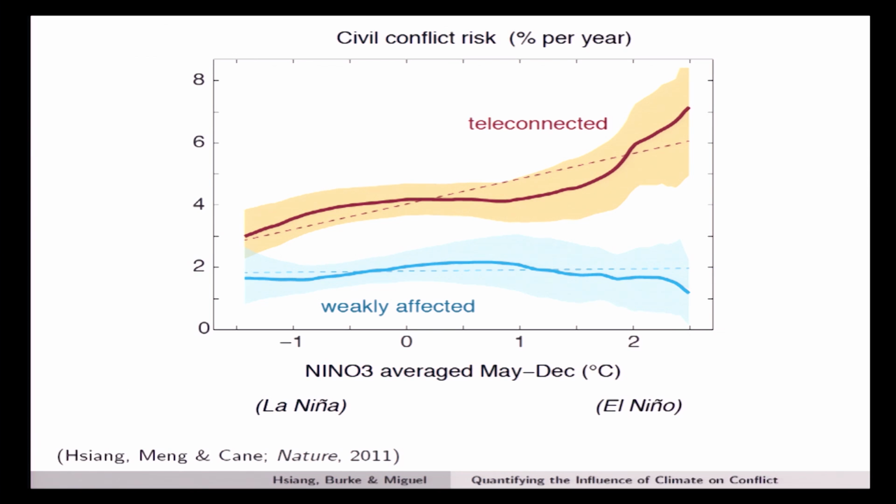And what we see is that as we shift from the cooler and wetter La Nina state on the left to the hotter and drier El Nino state on the right, the risk of civil conflict throughout the equatorial band effectively doubles from 3 to 6%. Now, the blue line here is labeled weakly affected. Those are the countries that are too far north or too far south to be hit by that large equatorial wave. So in a sense, that's like our placebo group. They weren't getting hit by this large wave, and we see no signal in terms of the likelihood of civil conflict in these countries.